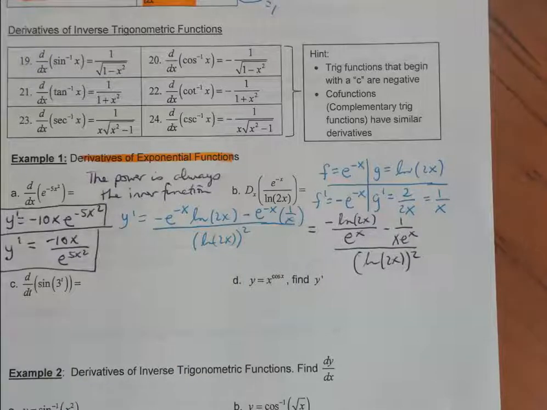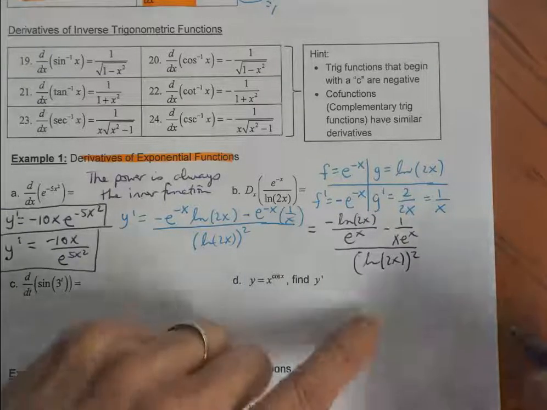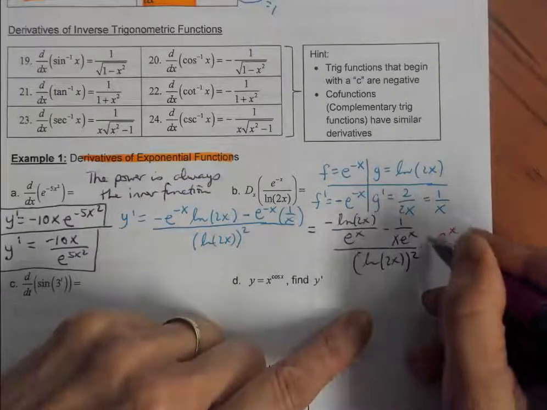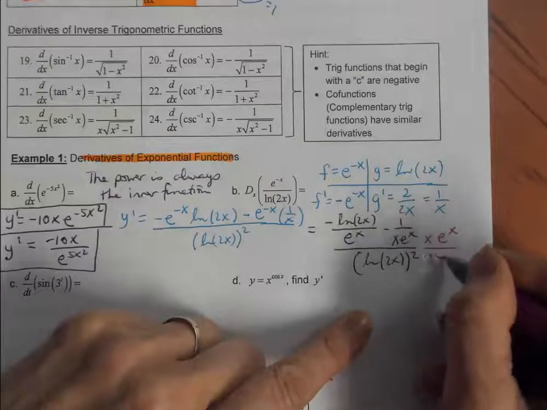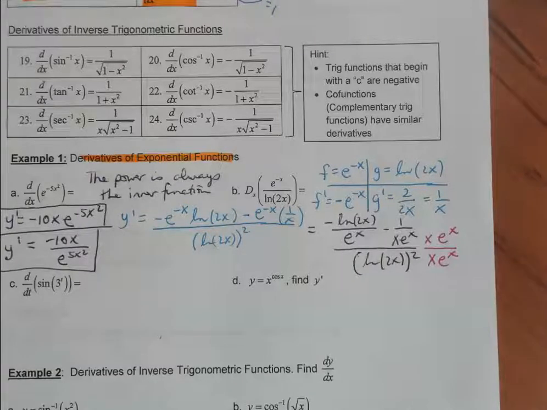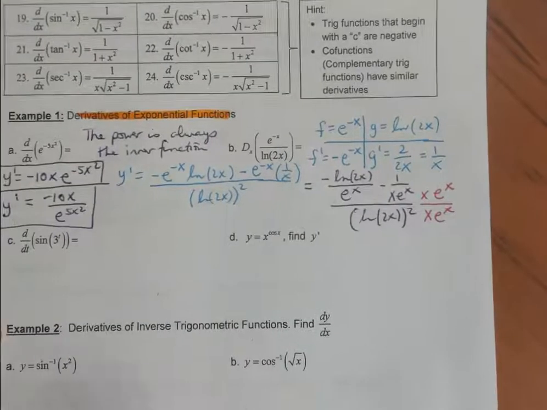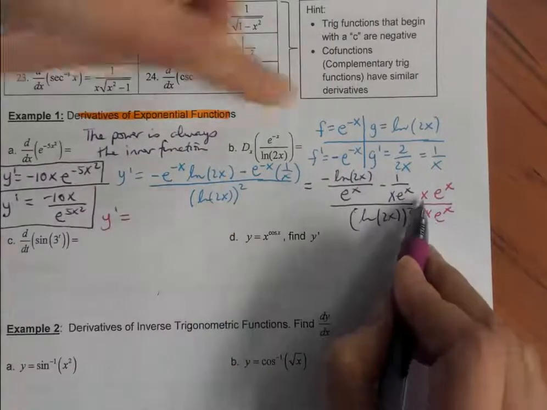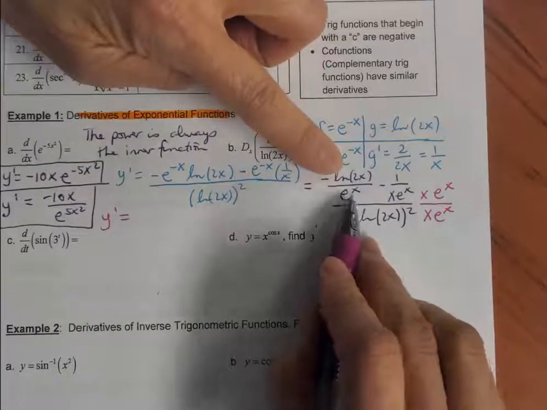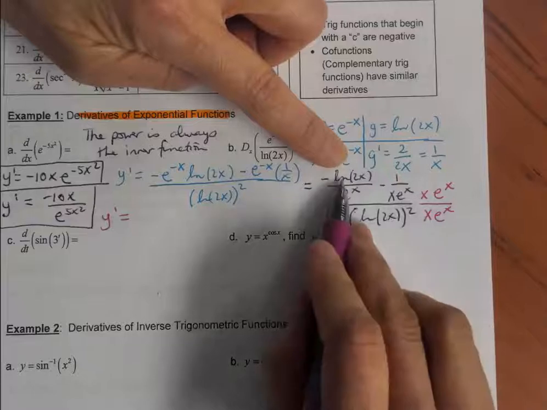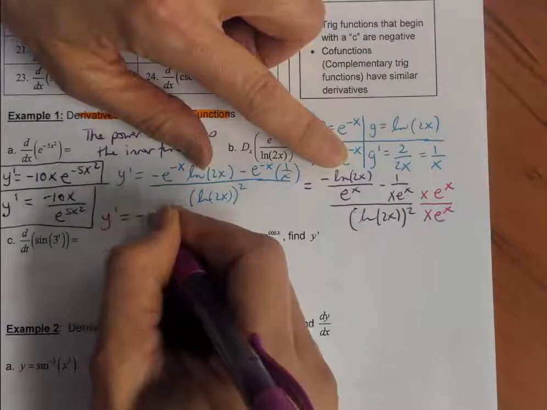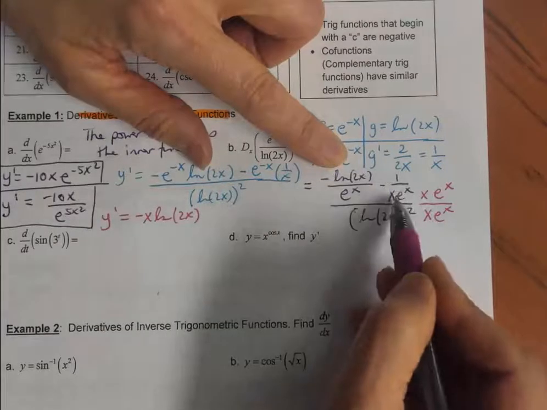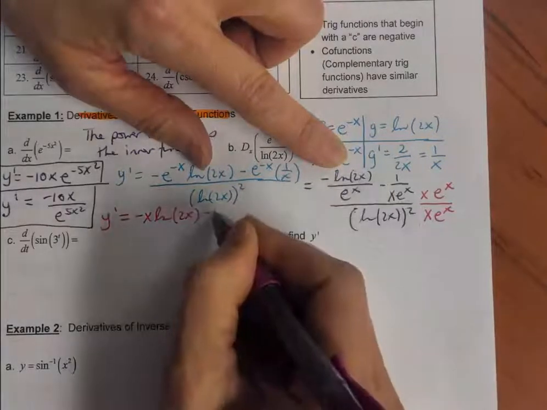Okay, what can I multiply top and bottom by? E to the x, one more thing, and x. X e to the x. Okay, so x e to the x. And now I'm going to multiply through, and I'll continue it right here, y prime. So this times this, the e to the x's will cancel out, and then I have an x here that I'll multiply with this. So that gives me a negative x times the natural log of 2x. Right here, everything cancels. So I'm just left with a minus 1.